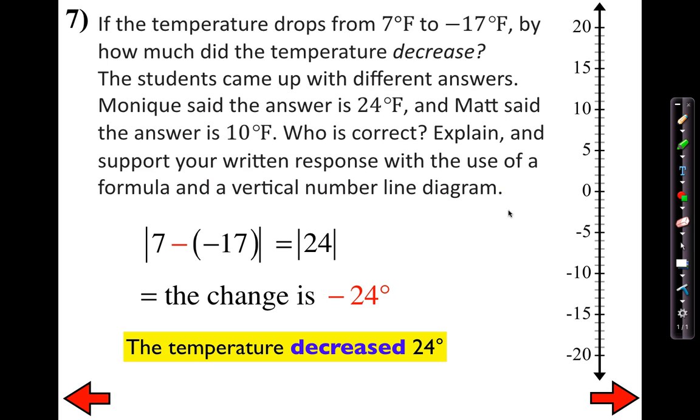Now, if you don't believe me, let me give you a quick visual. Here is a distance from 7, which is the red dot. Here's a distance to negative 17, which is the blue dot. So here, the distance from 0 is 7. Here, the distance from 0 is 17. So how far are they? 24.